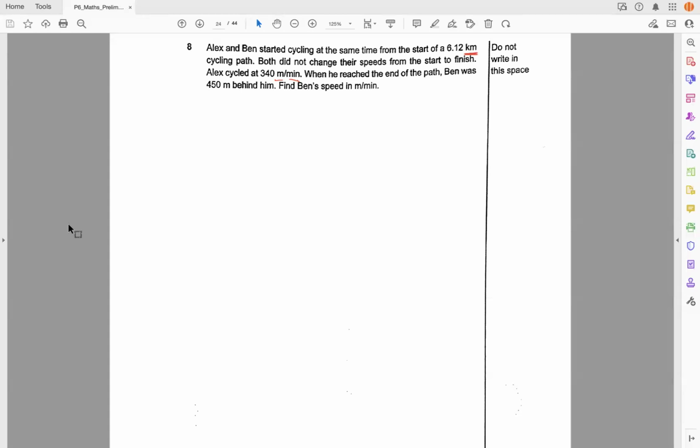Now, this is kilometers, right? So let's convert this into meters. 6.12 kilometers we convert to meters is 6,120 meters. Okay, let's draw the time. So this is the journey, and it is 6,120 meters. Okay, so we have Alex, we have Ben.